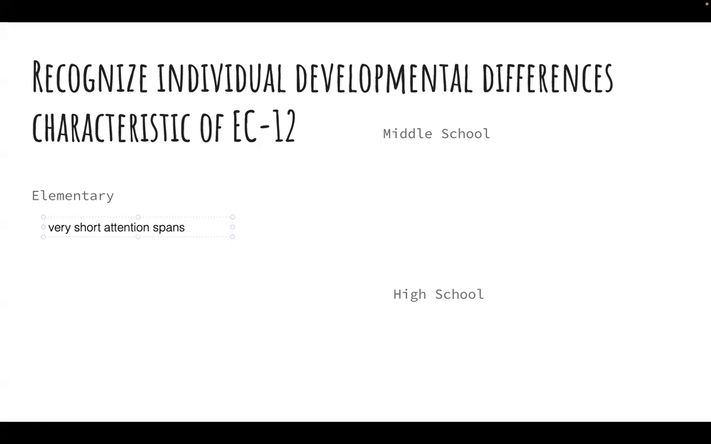Attention spans. What else is indicative of these students? Are elementary kids super good with spatial awareness? No, they're not. Spatial, I think I spelled that wrong. Spatial awareness.